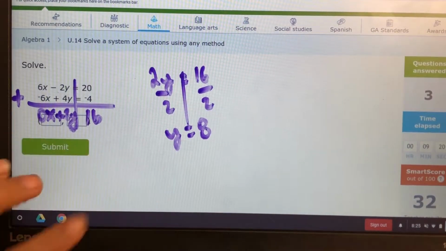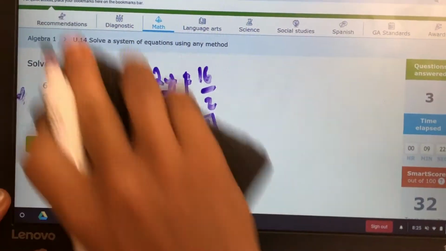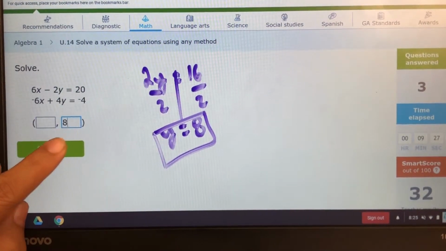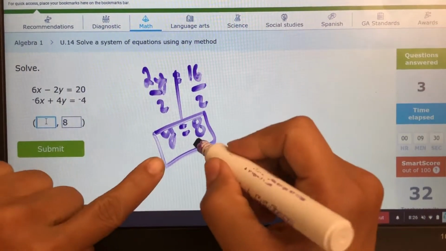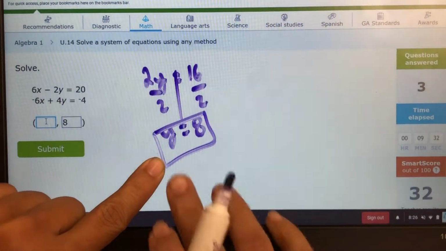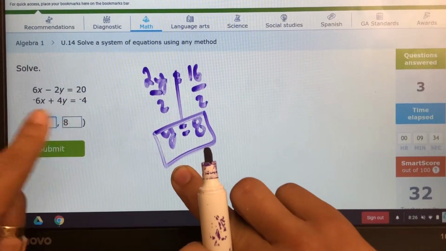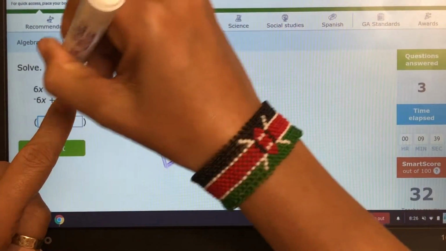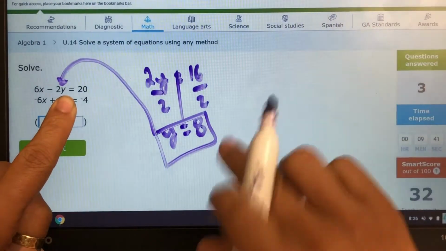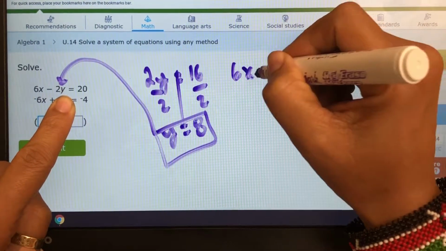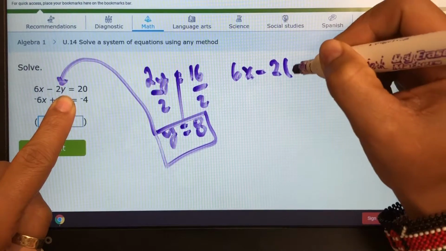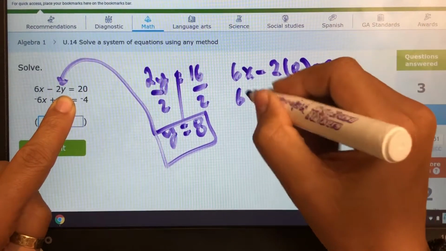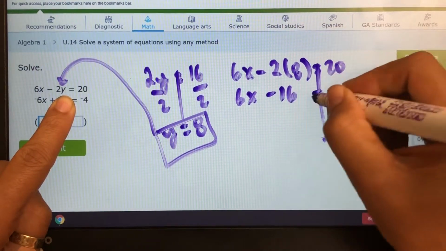Now, once I have y equals 8, this is one solution, right? So x and then y equals 8. All right, so now you're going to plug this into one of these original equations, but whichever one looks easier, okay? So this does not look easy. It does look easier here. So now we're going to put that one in where I see y, I'm going to put 8. So I'm going to say 6x minus 2, and I see a y, so I'm going to put in an 8, equals 20. So 6x minus 16 equals 20.